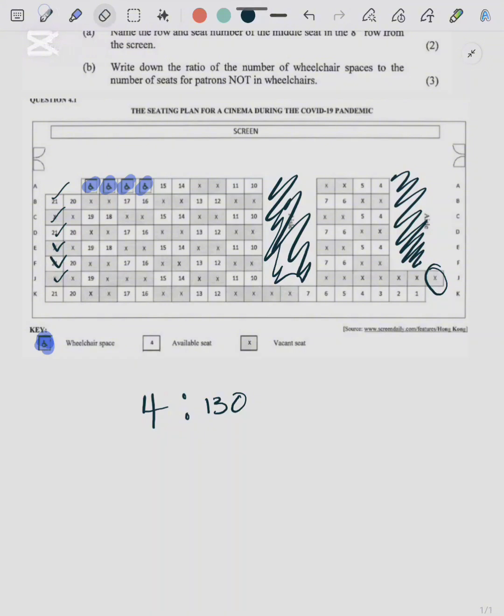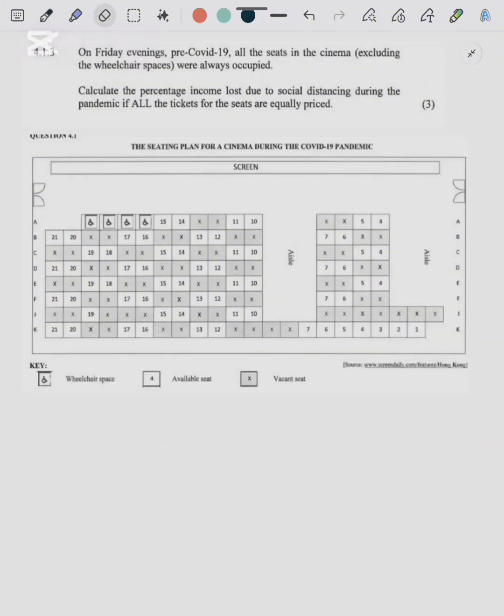And then we just need to simplify our ratio. We've got 4 is to 130. I can divide both of those by 2. I can go 2 is to 65. And I can't actually simplify any further than that. So that would be my final answer.